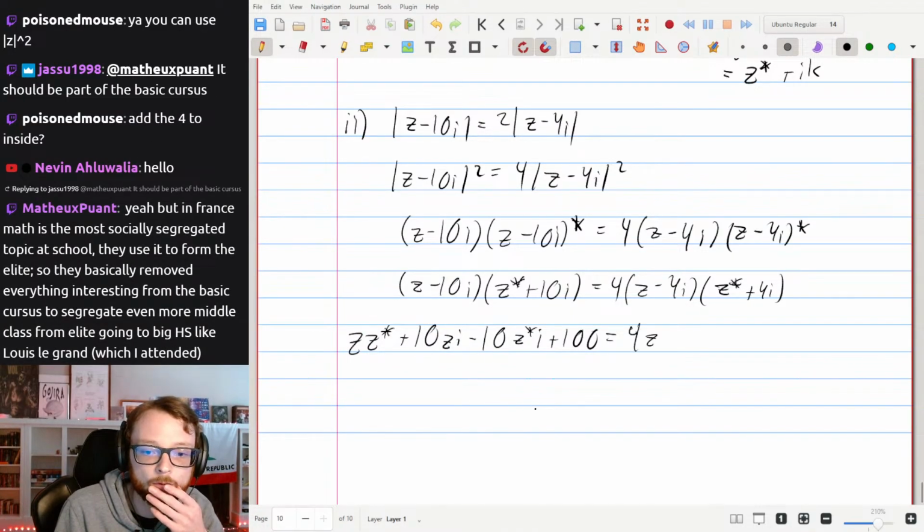Now we get 4z conjugate plus 16zi minus 16z conjugate I, plus 64, 4 cubed.